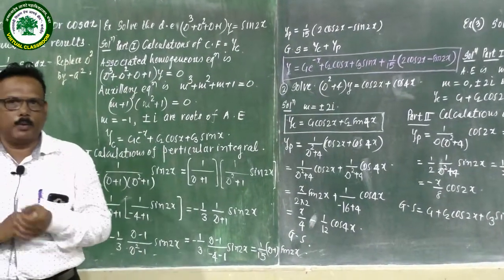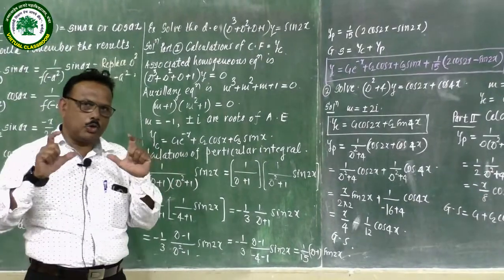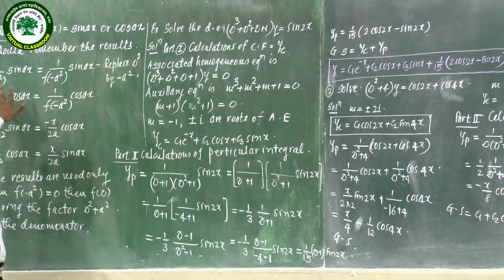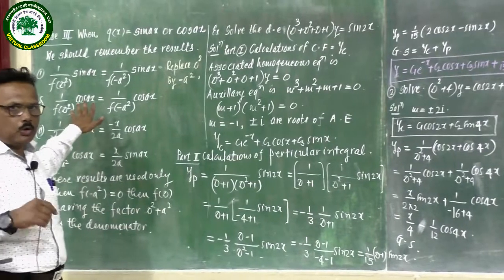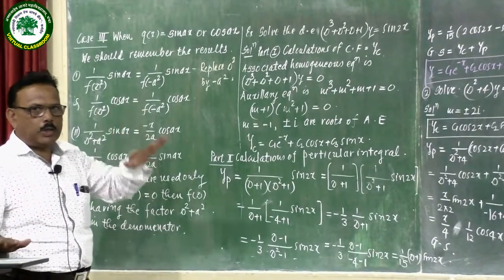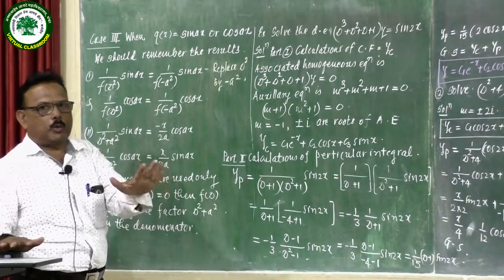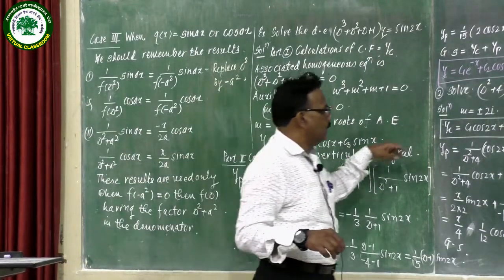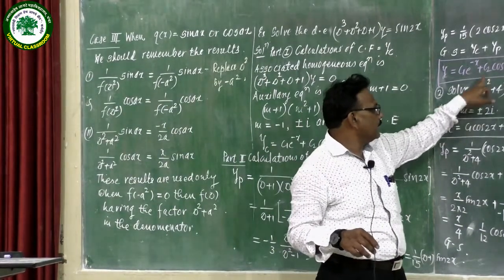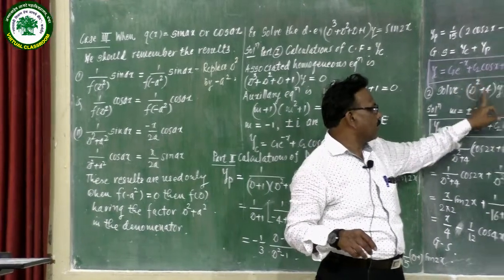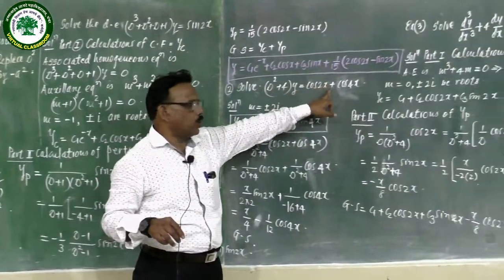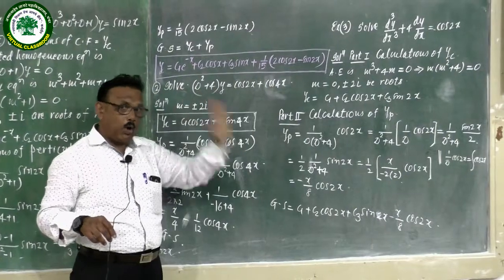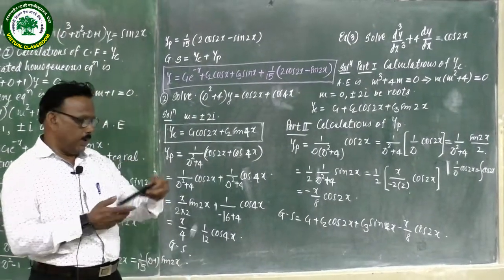Second type of example, very simple, but you should remember this result, otherwise it is not possible to find it. You should remember these 4 results, otherwise it is not possible to find the particular integral and you will not get marks in the exam. Here it is: solve the differential equation (D square plus 4)y is equal to cos 2x plus cos 4x. Very typical example here.